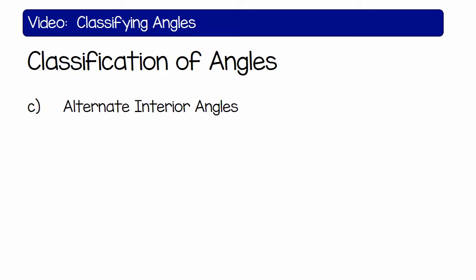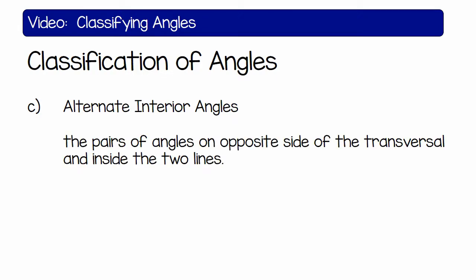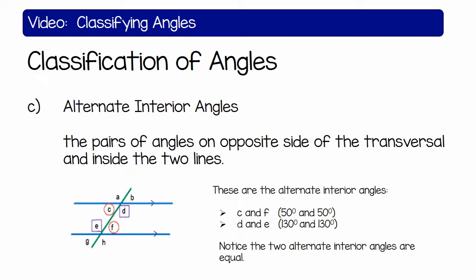C, alternate interior angles. The pairs of angles that are on opposite sides of the transversal and yet inside the two lines are called alternate interior angles. C and F, which both measure 50 degrees, D and E, which both measure 130 degrees. These are alternate interior angles, and they are, of course, equal.